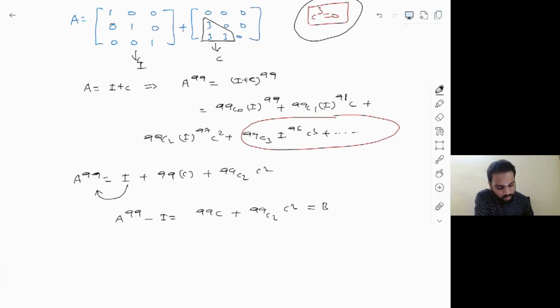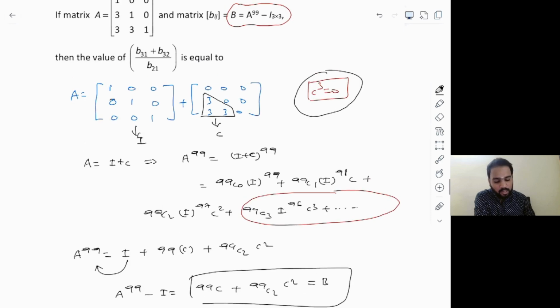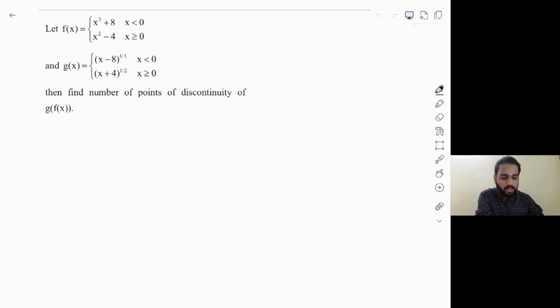But you know how to do the remaining calculation, right? Because matrix C I have mentioned here already, and C square you can find, put that and equate it to B. Finally, what they are asking is B31 plus B32 divided by B21. So what is B31 here? The element belonging to the third row and first column. So after finding B, you can find whatever they are asking in the question. Let's take the next question.